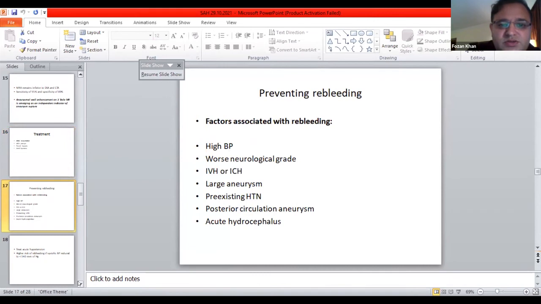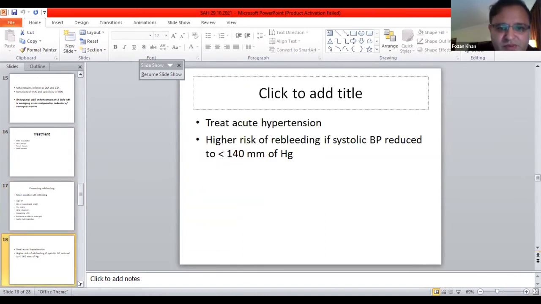The factors associated with rebleeding in subarachnoid hemorrhage are high blood pressure, the worst neurological grade on presentation, intraventricular extension or intracerebral hemorrhage, large aneurysm, pre-existing hypertension, posterior circulation aneurysm, and acute hydrocephalus. We must treat the acute hypertension, but if we reduce the blood pressure to less than 140, it can also result in increased risk of rebleeding. So typically the blood pressure is maintained between 140 and 160 and not lowered significantly below 140 millimeters of mercury.